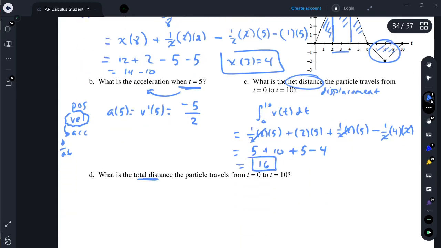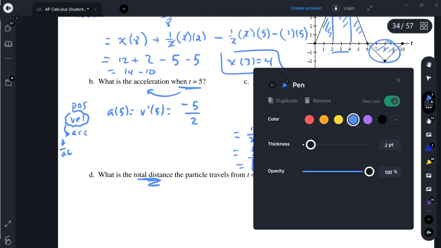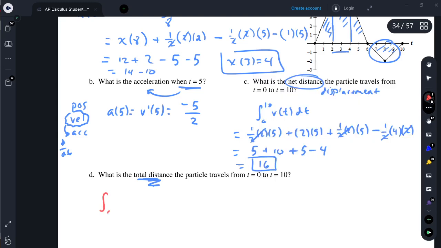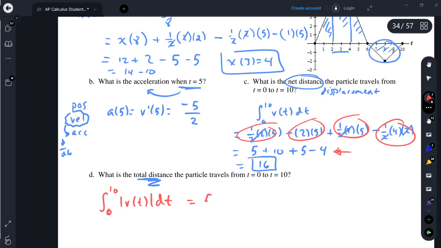Now, what is the total distance? The difference on total distance is essentially that now we are going to take the absolute value of the integral. So from 0 to 10, the absolute value of v of t dt. And what that essentially does is it makes sure all of these areas we're doing become positive. So I can just reuse those numbers, but make them all positive. So 5 plus 10 plus 5 plus 4, and so that ends up being 24.